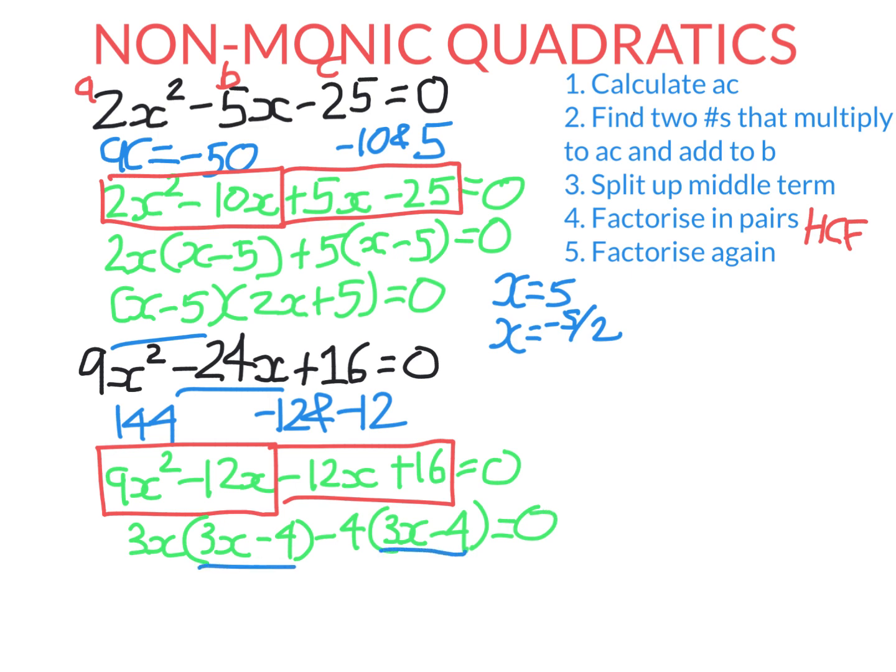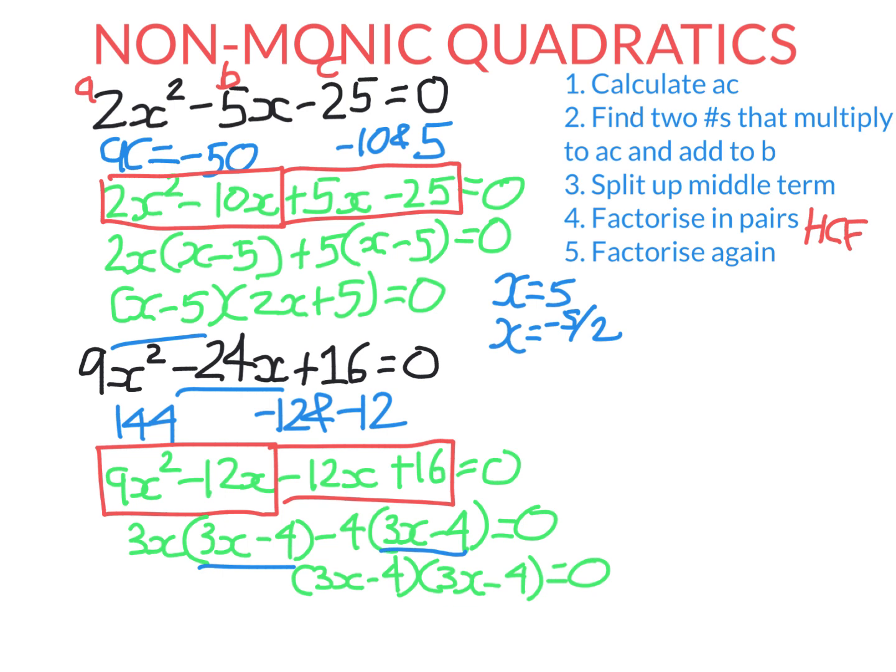So once again, at this stage, the two brackets you have should be the same or you've done something wrong. So what we do is we write the bracket that's common out the front, and then what's left goes in the other bracket. So you can see I've got 3x minus 4 times by itself equals 0. So because these two brackets are the same, I'm going to have just one solution.